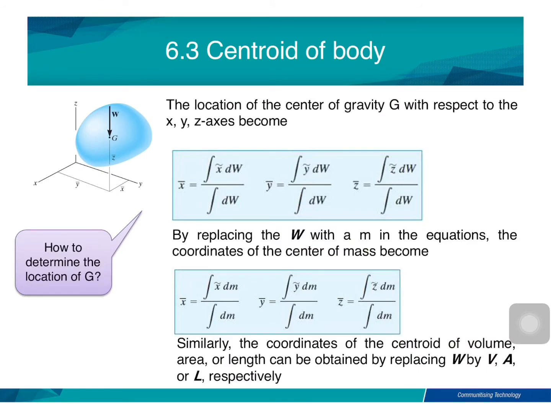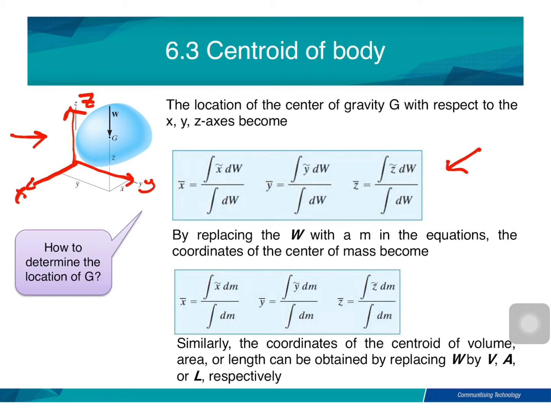Alright, so how do we calculate or locate the centroid of the body? How do we determine the location of the center of gravity? Refer to this figure. We have the location of the center of gravity with respect to the X, Y and Z axes. This is the X, this is the Y, and this is the Z. So we need to determine the centroid of X, Y, and also Z. Based on this equation, we can integrate.